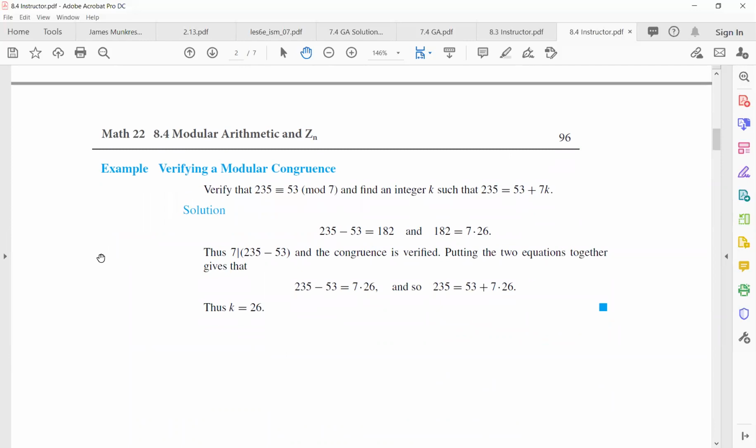Example, verifying a modular congruence. Verify that 7 divides the difference between 235 and 53. Very well, 235 minus 53 is 182, and 182 has factor 7. So since 7 divides the right-hand side, 7 divides the left-hand side, and we just proved that 7 divides the difference between these two elements. So 235 is congruent with 53 mod 7.